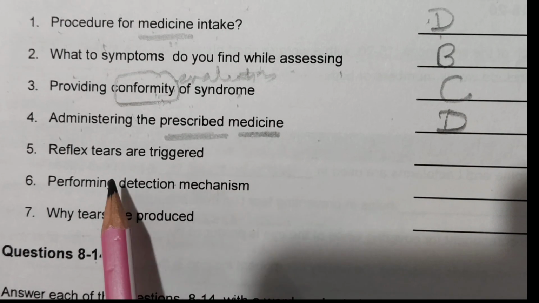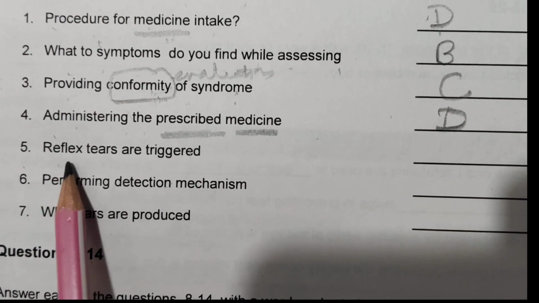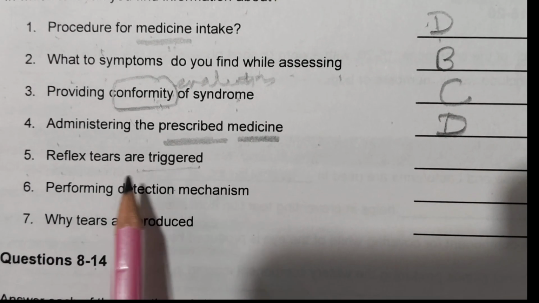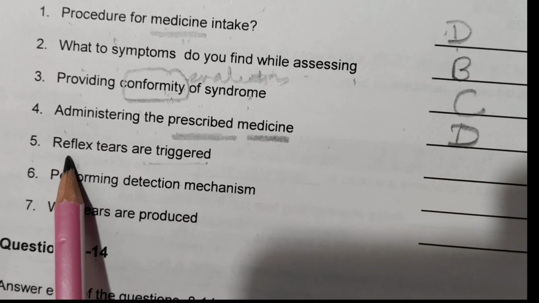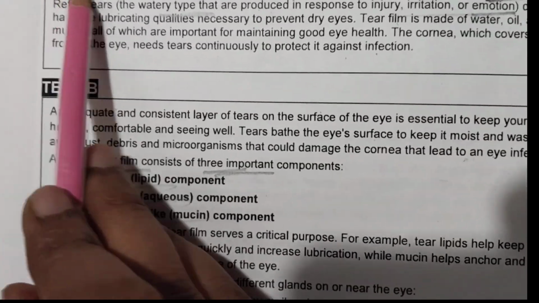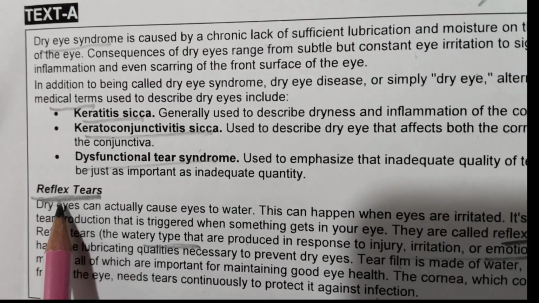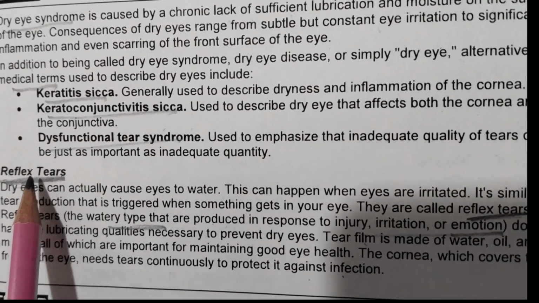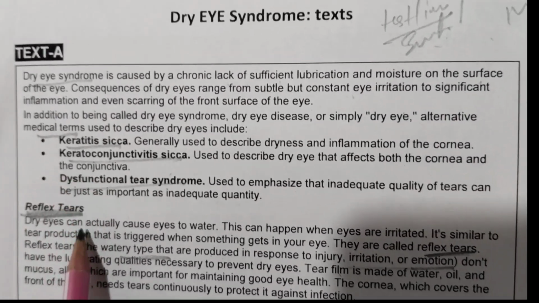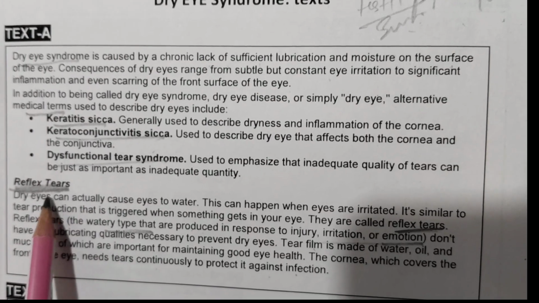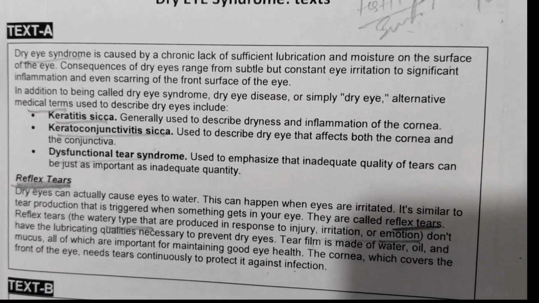Without reading we can directly write the answer. See how easy it is. Then fifth one is reflex tears are triggered. So reflex tears we have read in paragraph A, here in the heading. So that's why I am saying to read headings, subheadings, because these are very important for part A.